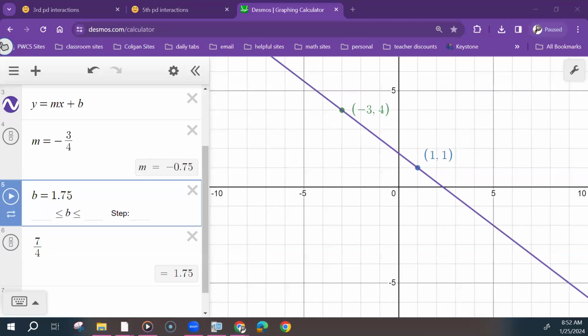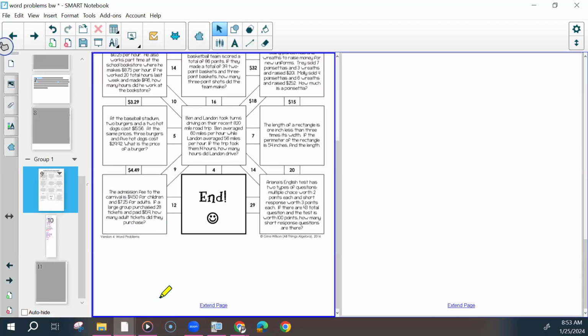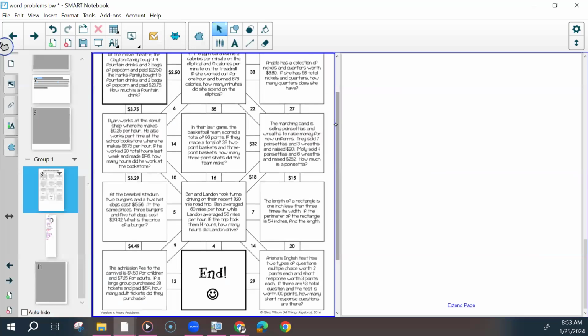Okay, we're doing the maze, and we got two. Anyone need another one of these?